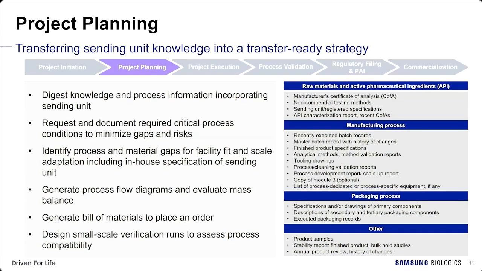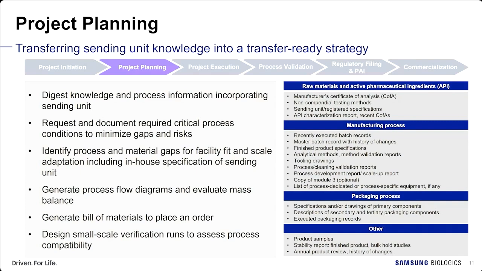Team members from the receiving unit digest the knowledge and process information. It is important that the team not make full assumptions that would otherwise be identified later during engineering run or validation runs with serious consequences to the project success and timelines. Receiving units should request a documented process condition from the sending unit to minimize gaps and risk during this stage. Process and material gaps are identified and listed, and relevant risk mitigation actions are required.